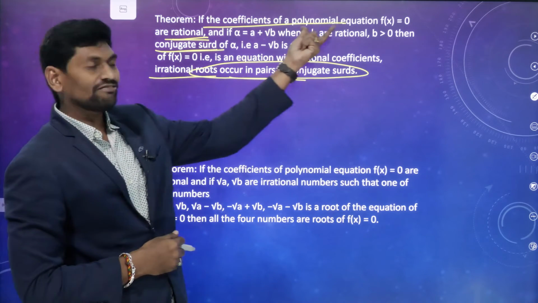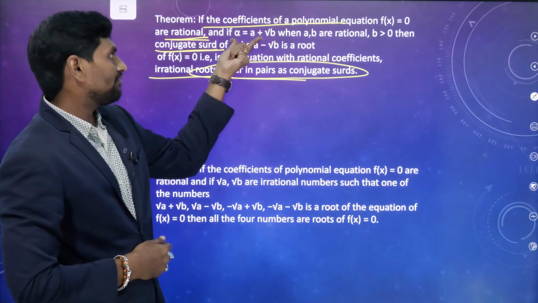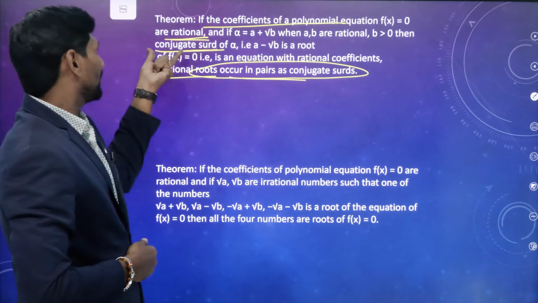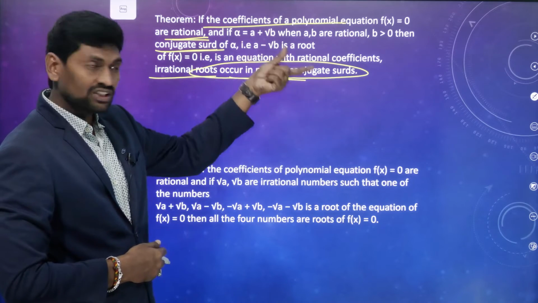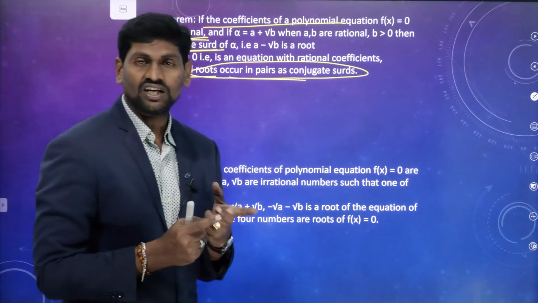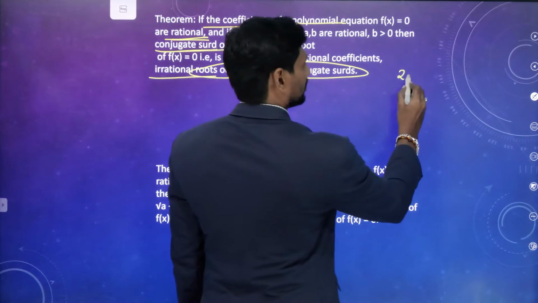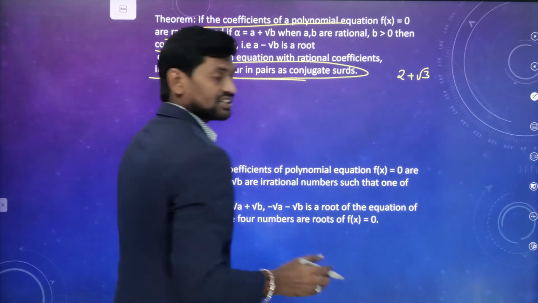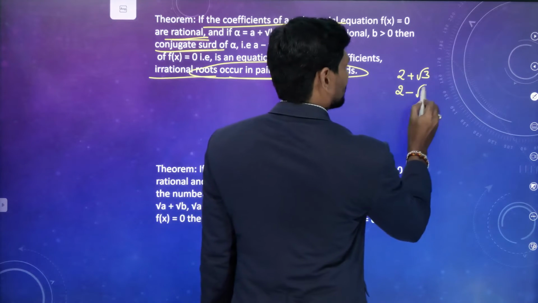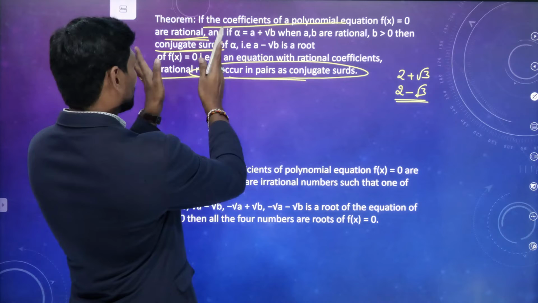If the coefficients of a polynomial are rational, then the roots alpha, a plus root b, where a, b are rational, and its conjugate surd, which for a plus root b will be a minus root b. That means two surds. If you take any one of the surds, we automatically get its conjugate. That means if 2 plus root 3, one of the surds, is a root of the given polynomial, then we can take 2 minus root 3, its conjugate surd, also as a root. This is possible when the coefficients are rational numbers.